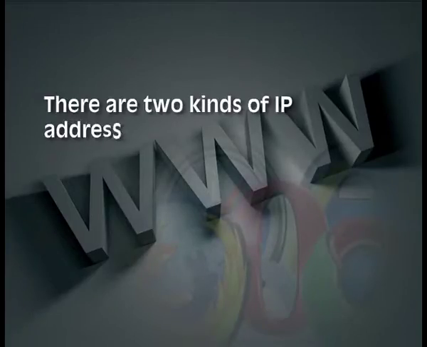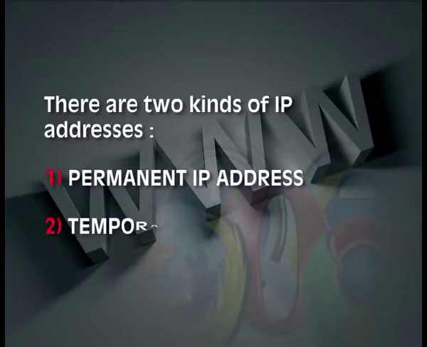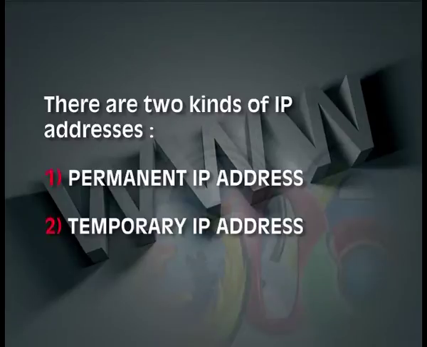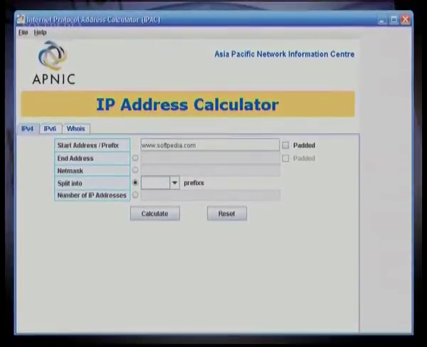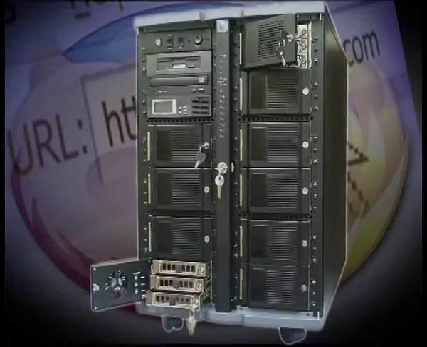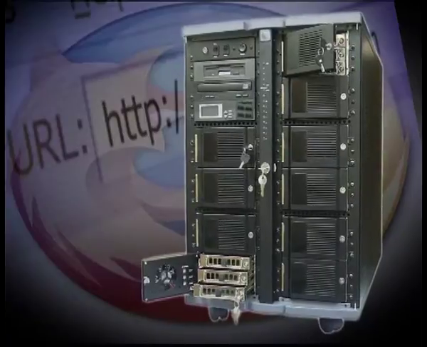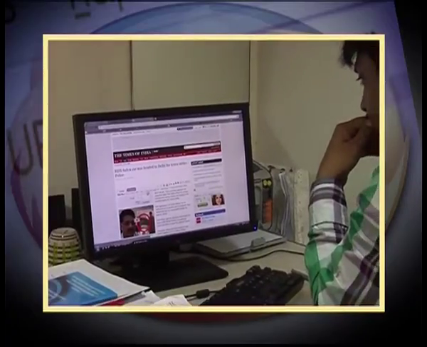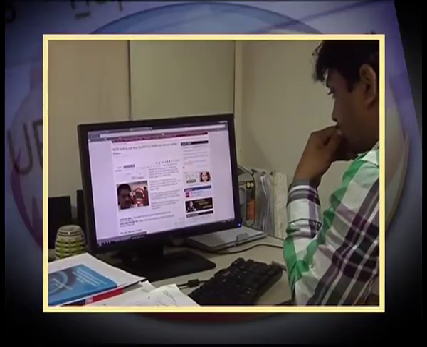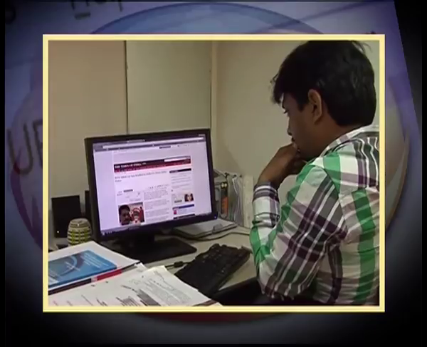There are two kinds of IP addresses: permanent IP address and temporary IP address. The permanent IP address, as the name suggests, is allotted to those machines which are always connected to the internet. These are mainly servers that host websites. The temporary IP addresses are allotted to those devices that log on to the internet once in a while.